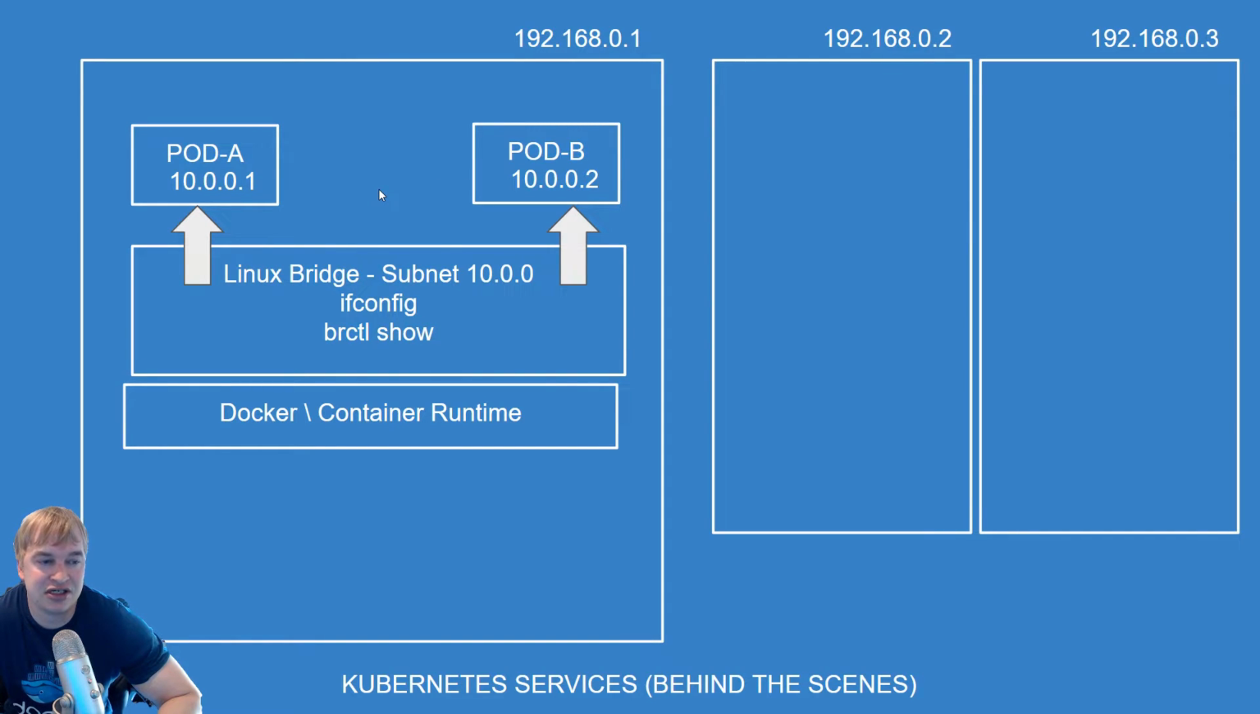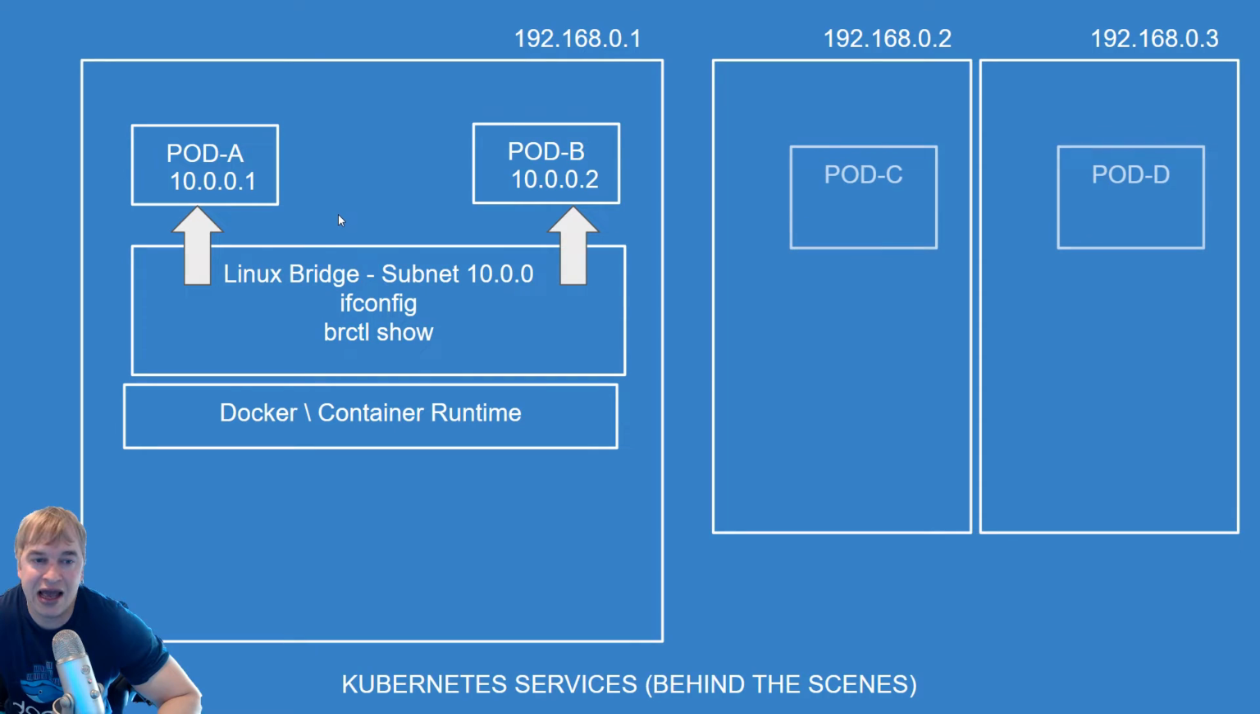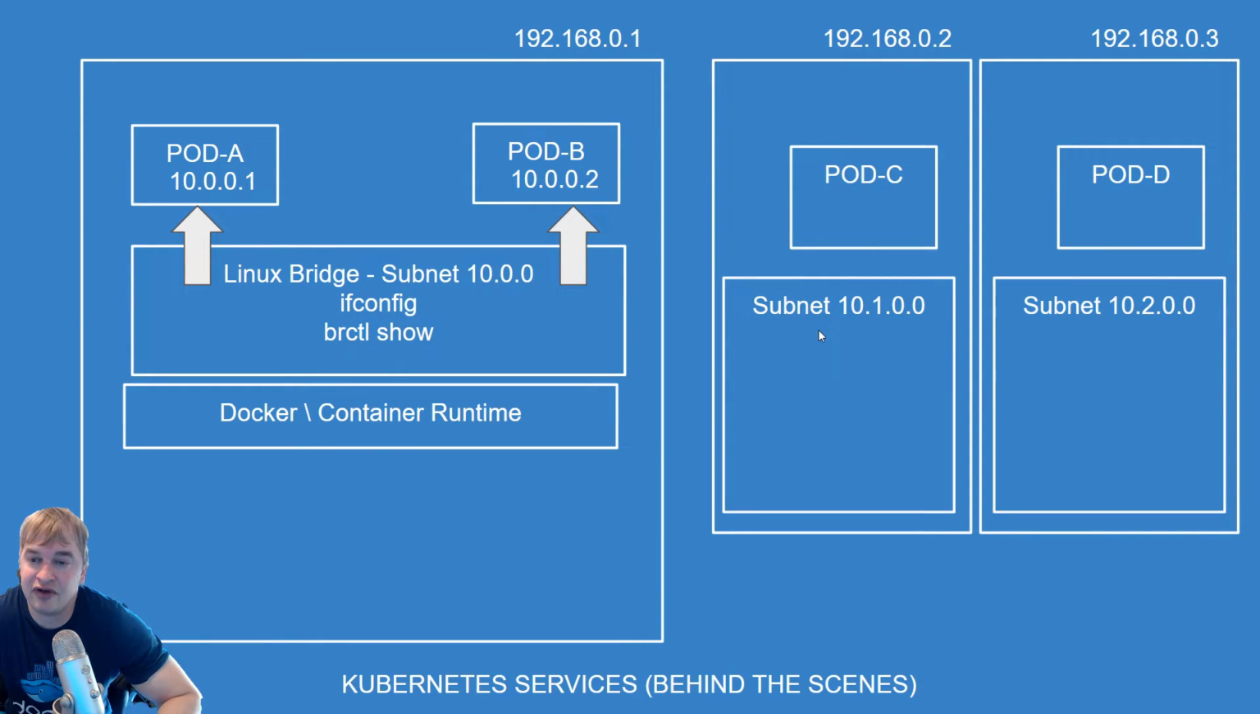Now, these IP addresses are kind of useless to us because at this stage, only these two containers can talk to each other because they run within the same subnet. But let's say in the previous slide, we had application foo deployed, which has two pods, pod C and pod D. And let's say they're deployed on separate machines. Now they also have a container runtime running as part of a subnet.